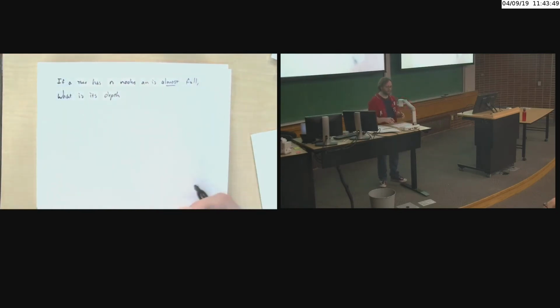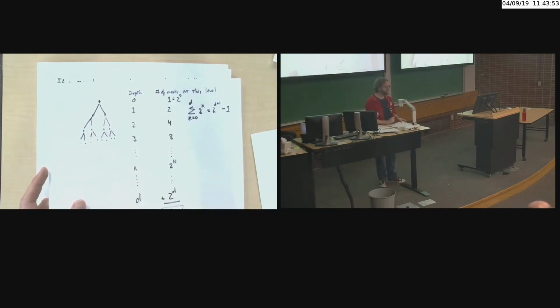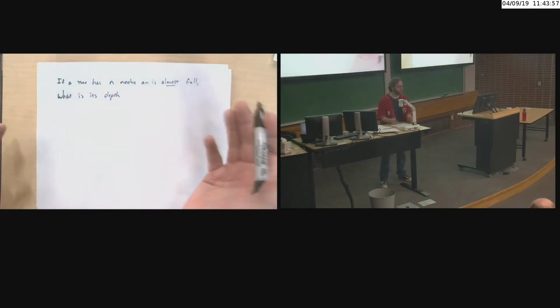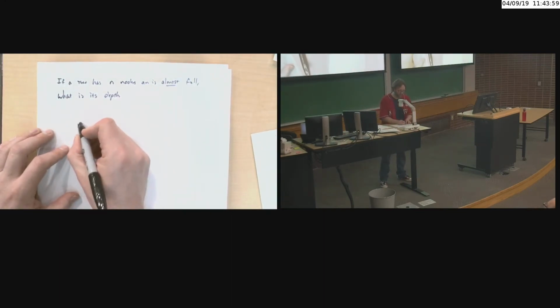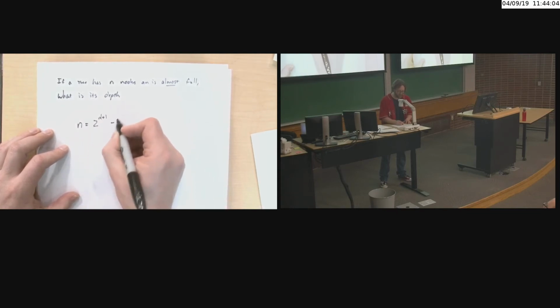Now, by almost, I mean that there could be some missing things right here. You don't have to have a full tree every single time. But we'll go ahead and take the worst case scenario. Suppose that it is full. In other words, I've got that equation from before: 2 to the d plus 1 minus 1.